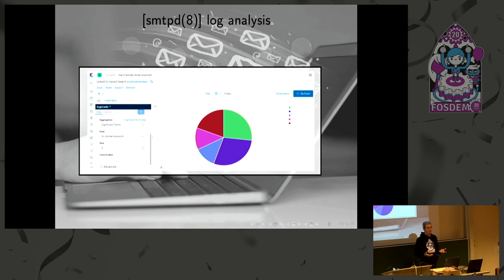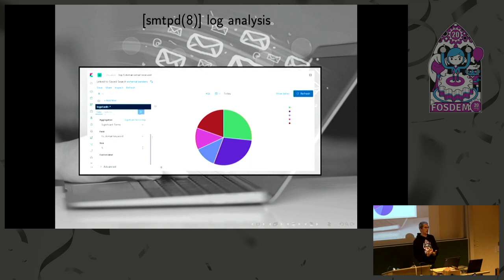about who is sending, who is relaying with which server, and how many people are relaying, for example, with SMTPD or with Postfix. We use that also to analyze which are the most hit rules in SpamAssassin.